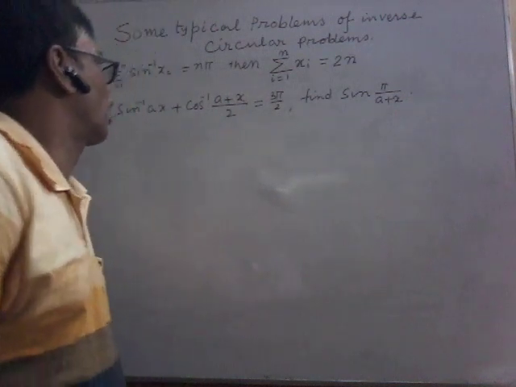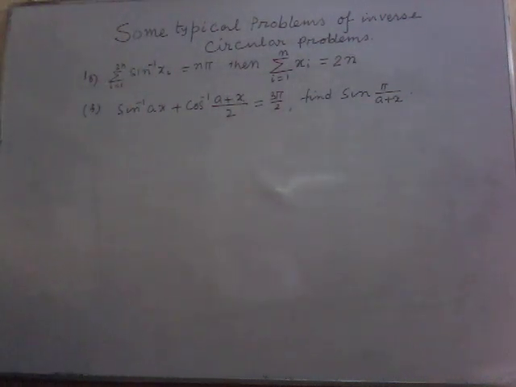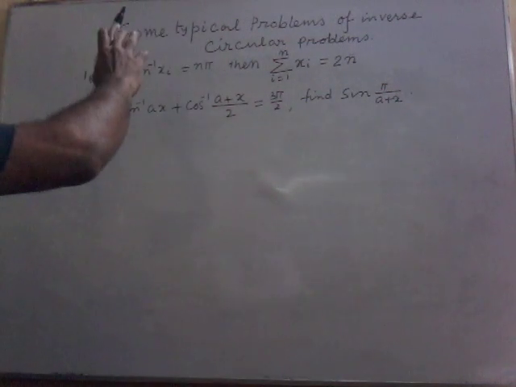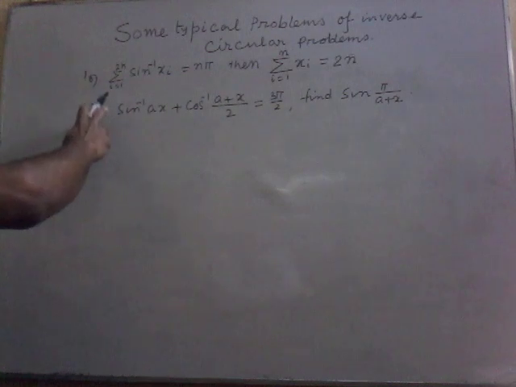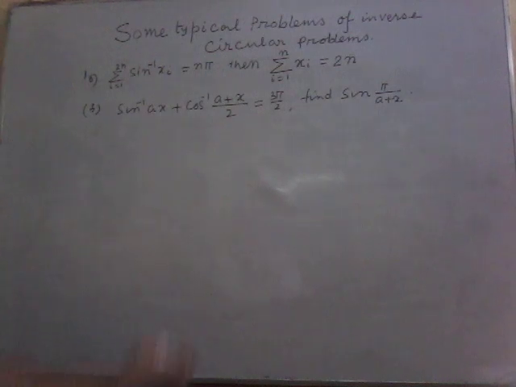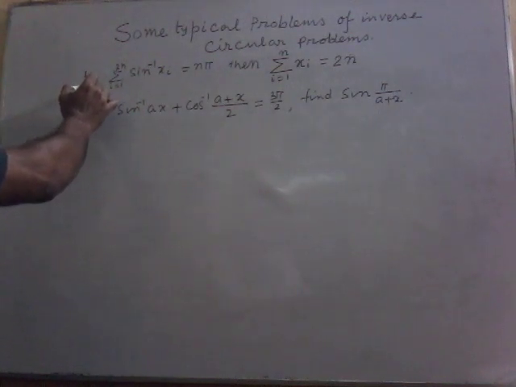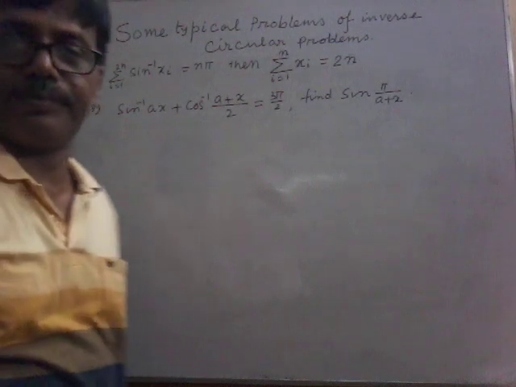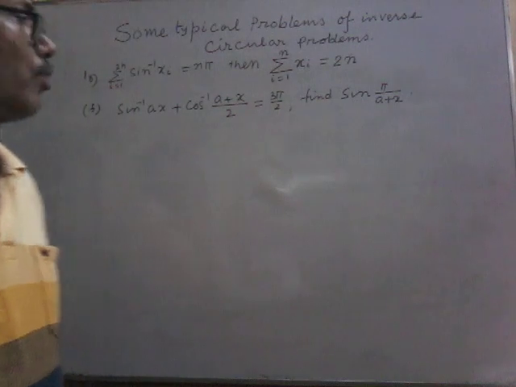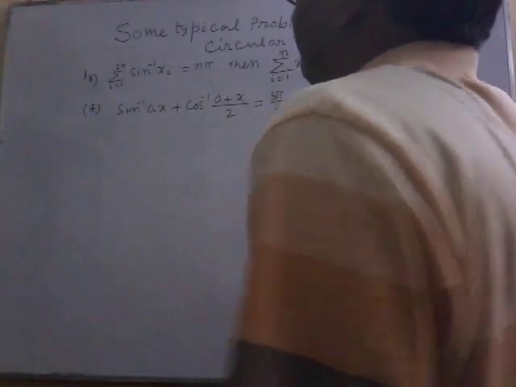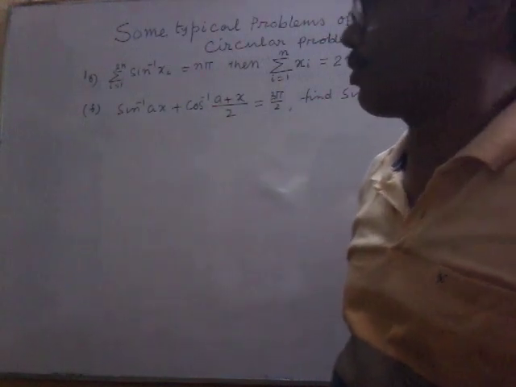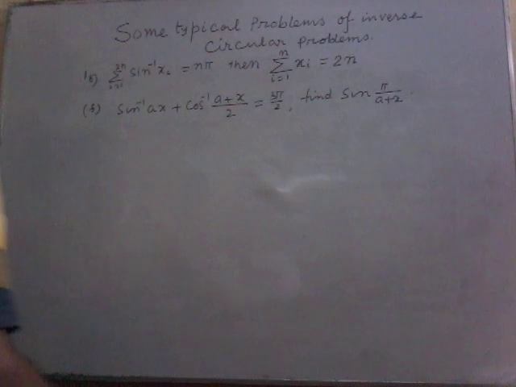You look, there are 7 or 8 similar type of problems under 1A, 1B, 1C, ... 1F. Now look, the problem number 1B. I have already discussed this type of problems. These are problems relating to the principal value of inverse circular functions. This is a general problem.